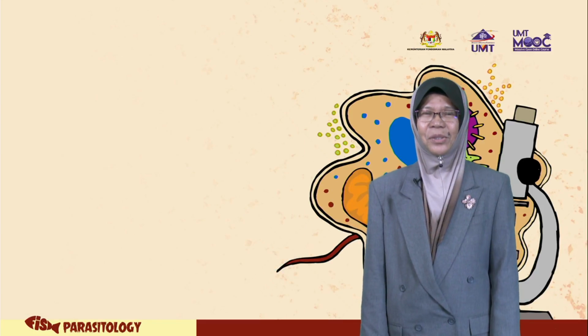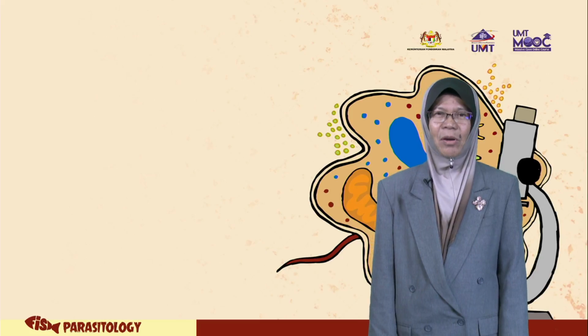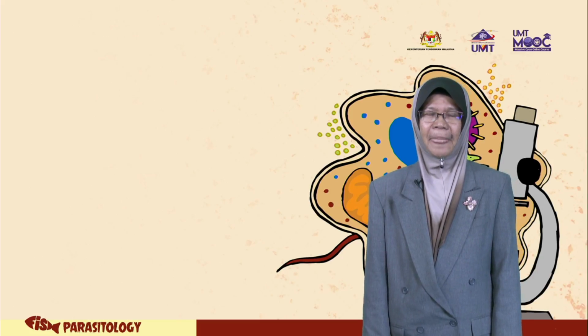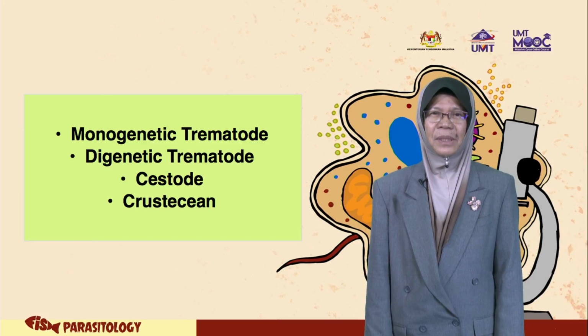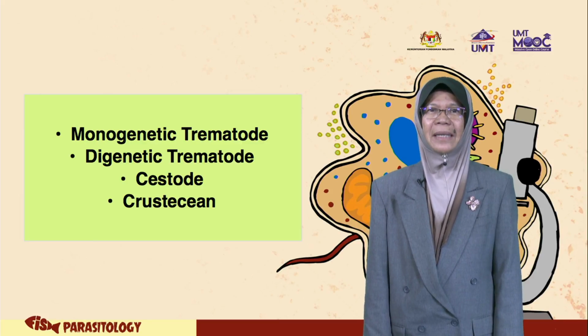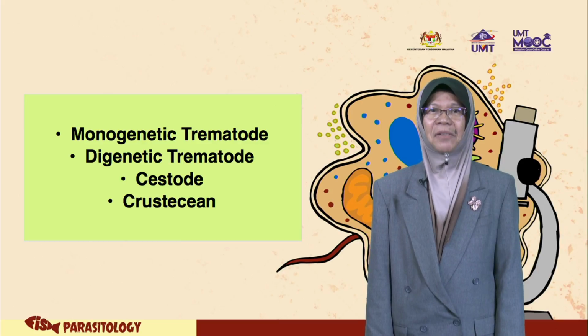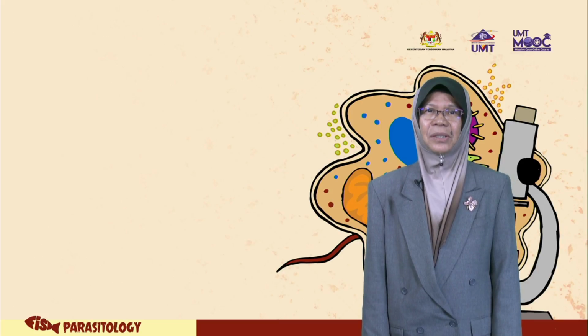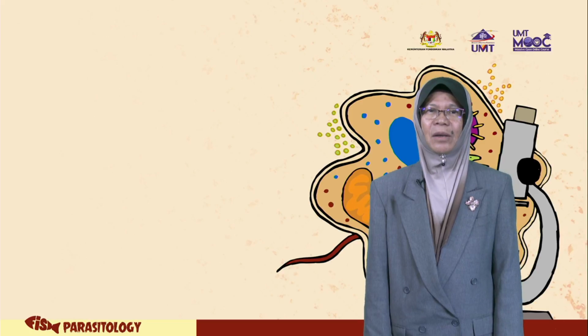I have just introduced to you some aspects of the platyhelminth group, that is, monogenetic trematode, digenetic trematode, cestode, and the crustaceans which infect fish. My next lecture will give more details of each group.